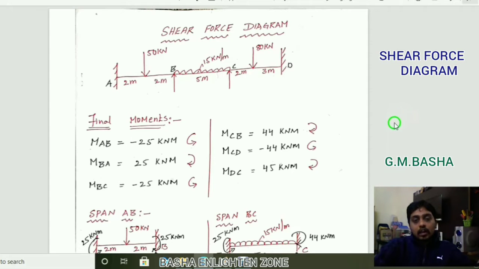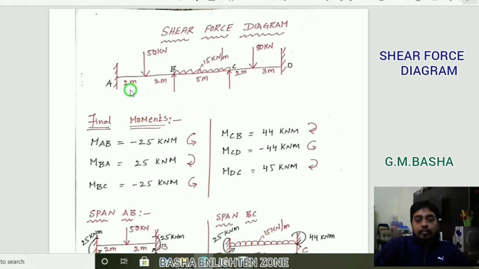In this lecture, I would like to show how to draw the shear force diagram. This is the continuation of part 1, example 1, the Kani's method. So all these are the obtained final moments in the Kani's diagram. We have to consider all these final moments while calculating the shear force.